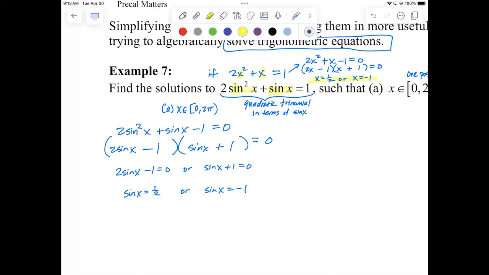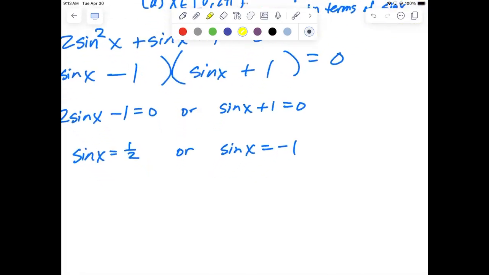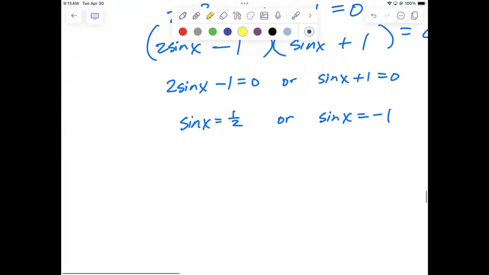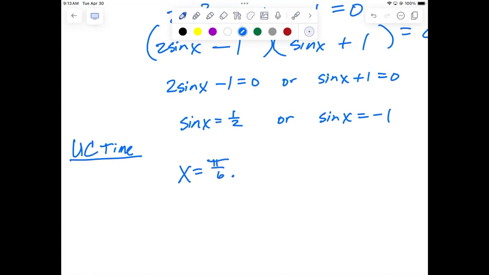Solve the trig function. Once you get down to the trig function equals a number, now it's unit circle time. We have to know within one rotation what angles in radians make the sine equal 1/2. Pi/6, and what's the other one? 5pi/6. Very good. That's quadrants 1 and 2. Pi/6 and 5pi/6.